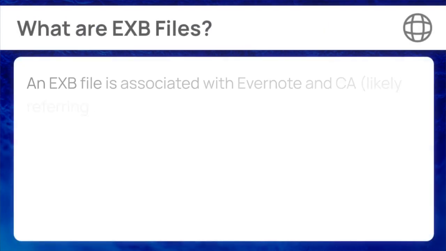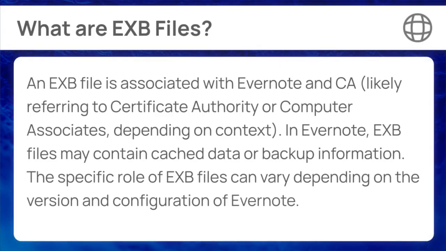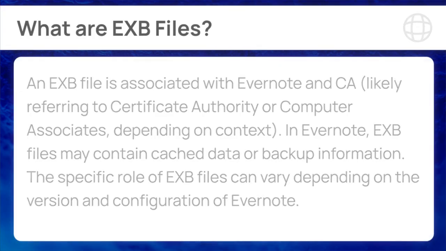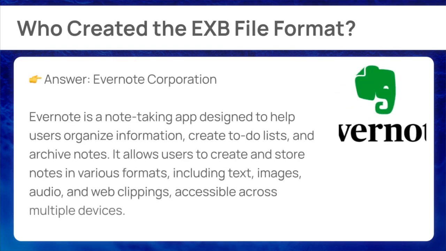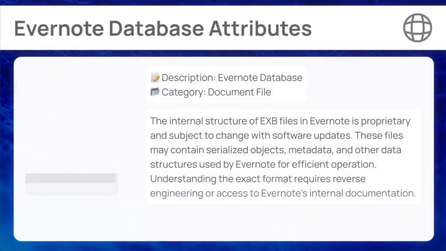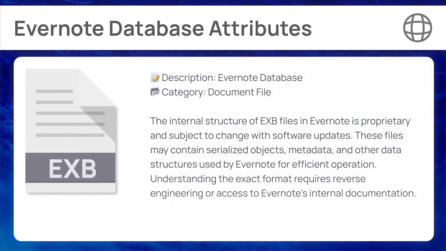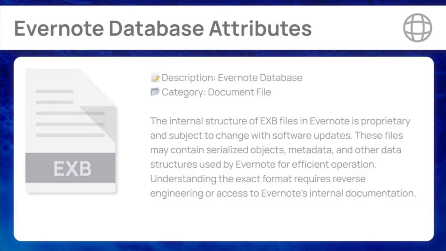An EXB file is associated with Evernote and CA, likely referring to certificate authority or computer associates, depending on context. In Evernote, EXB files may contain cached data or backup information. The specific role of EXB files can vary depending on the version and configuration of Evernote. The internal structure of EXB files in Evernote is proprietary and subject to change with software updates. These files may contain serialized objects, metadata, and other data structures used by Evernote for efficient operation. Understanding the exact format requires reverse engineering or access to Evernote's internal documentation.